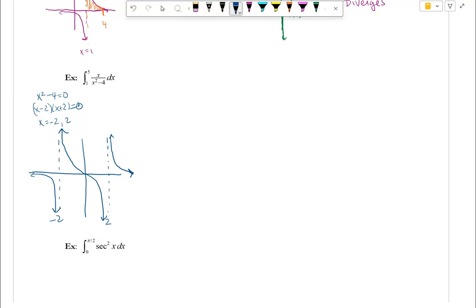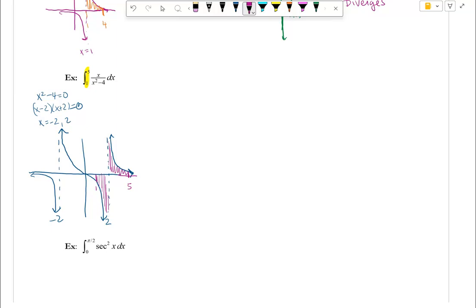Okay, so if I'm integrating from 1 to 5, I'm not worried about my vertical asymptote at negative 2, since negative 2 is not between 1 and 5. What I'm worried about is the vertical asymptote right in the middle between 1 and 5. I'm trying to get this area here, and I see that that's unbounded, and I'm trying to add to that this other unbounded area here. But we've got to worry about this asymptote at x equals 2.